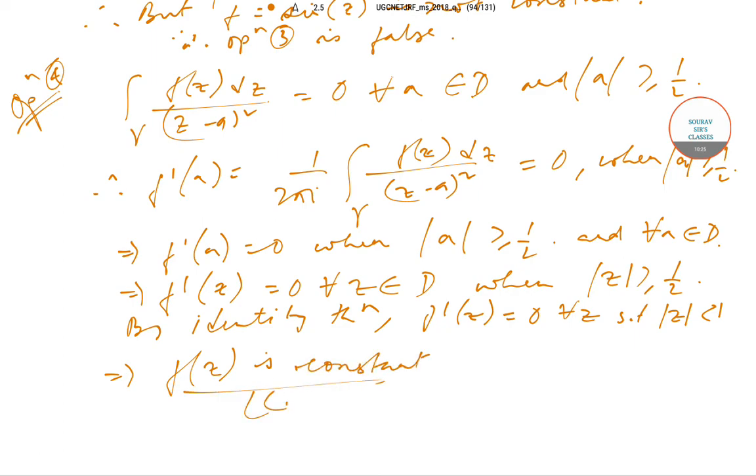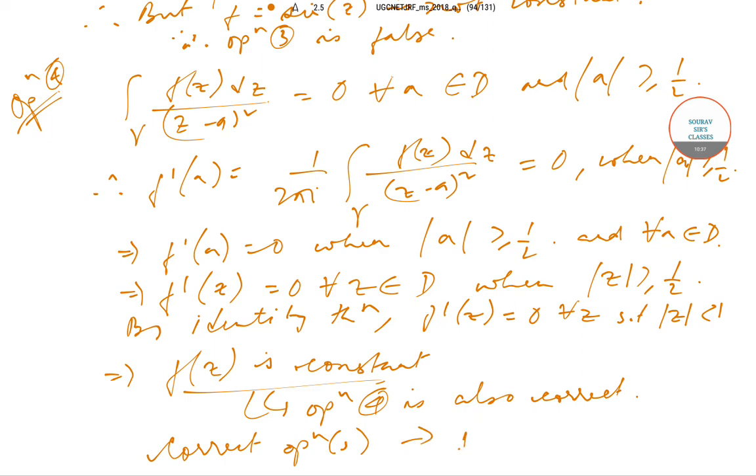So therefore option 4 is also correct. So the correct options that we have got in this question are option 1, option 2 and option 4. So these are the correct options. So today we have solved a question. We solved question number 83 from the CSIR UGC NET question paper of June 2018.